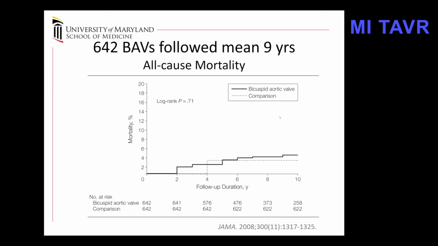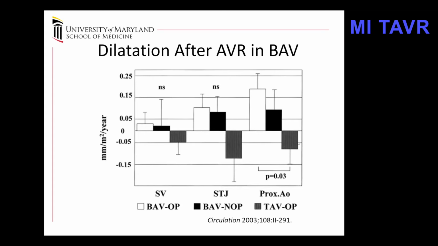We can see that this is again a set of 600 plus patients, this is from the Mayo Clinic, bicuspid patients that have been followed prospectively compared to a referent group. And you see again that they have the same survival over time as their age and sex matched controls with the general population.